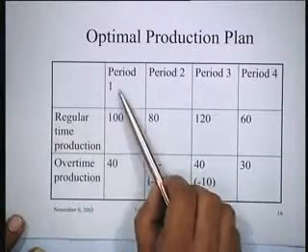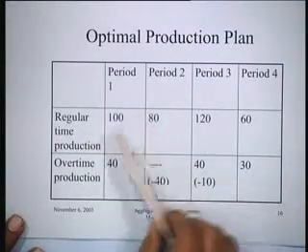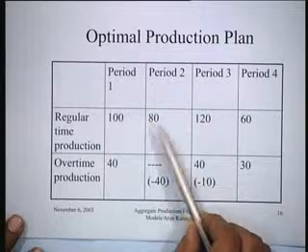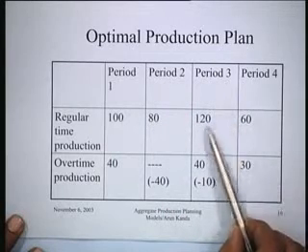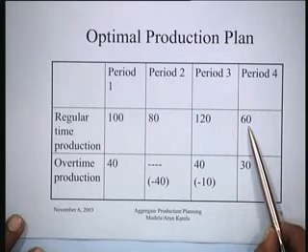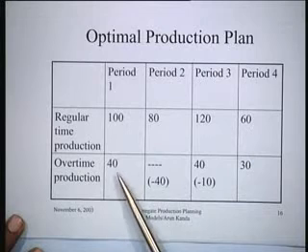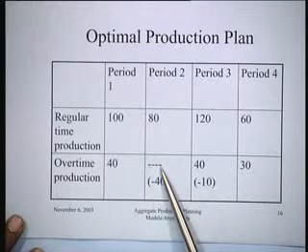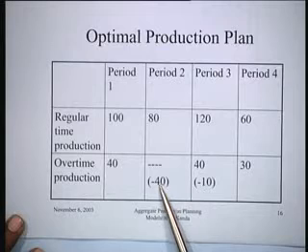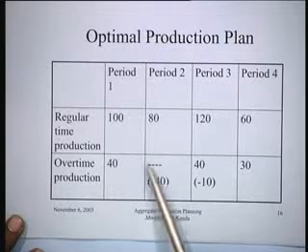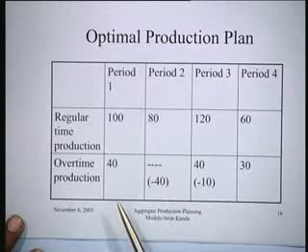You can see, for instance, that the regular time production in the first period will be 100. The regular time production in the second period will be 80. In the third period it is 120, and in the fourth period it is 60. And as far as the overtime production is concerned, it is 40 in this period. There's no overtime production, so it's minus 40. 40 was the capacity. We are not producing anything on overtime in the second period.